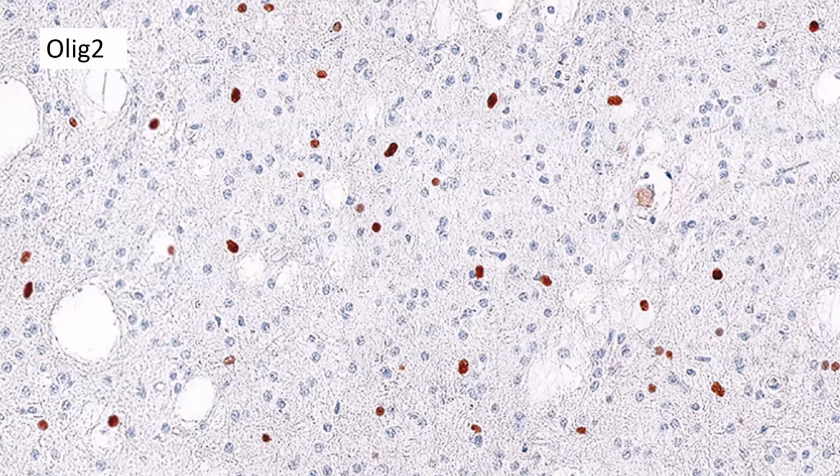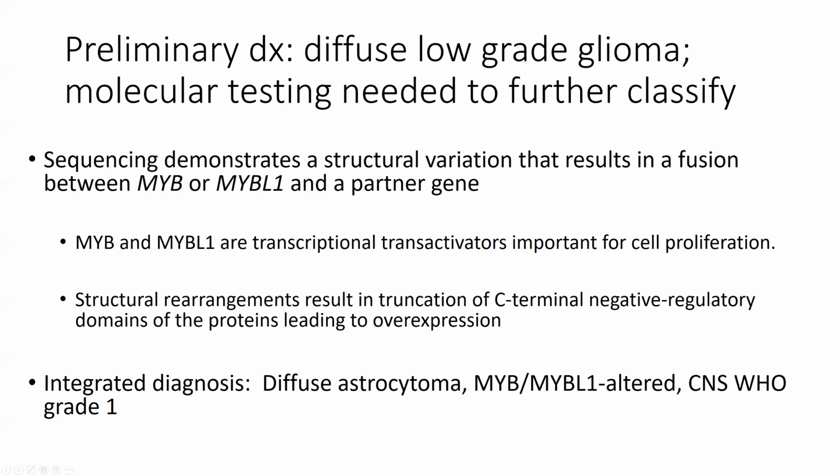And interestingly, many of these tumors, although they are glial, do not express the OLIG2 glial marker. And so you can see here, most of the cells are negative, and these are probably normal astrocytes in the background. So at this point, the best diagnosis to make is a diffuse low-grade glioma, and the comment saying that molecular testing is needed to further classify this tumor.